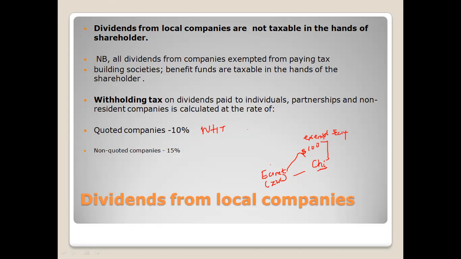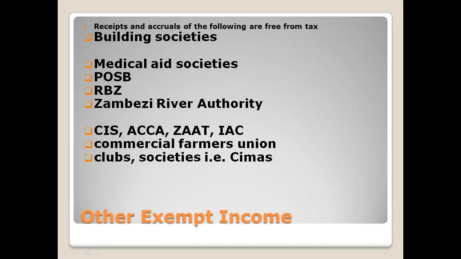Remember, we are covering exemptions. Dividends from local companies are not taxable in the hands of the shareholder. Take note of that. Then when we're calculating withholding tax for quoted companies, we use 10%. When you're calculating non-quoted companies, those companies that are not listed on the stock exchange, we use 15%.